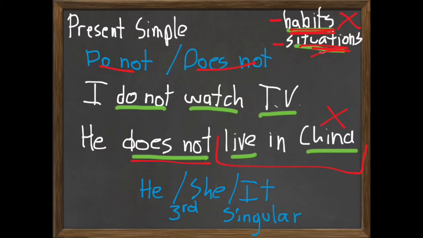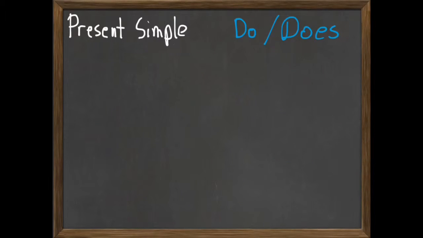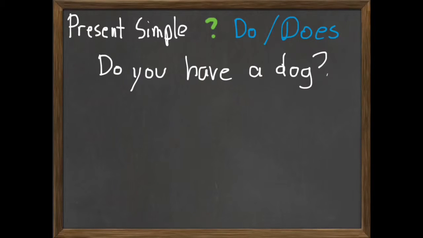First, let's look at the question form for the present simple. Again, for the question form, we use the auxiliary form of the verb to do and does. For example, do you have a dog? Remember that in the question forms, we normally change the verb and the subject places. Do you, then we add the verb, because this is the auxiliary verb. We will add the actual verb for the sentence, in this case have, and the rest of the sentence, the complement.